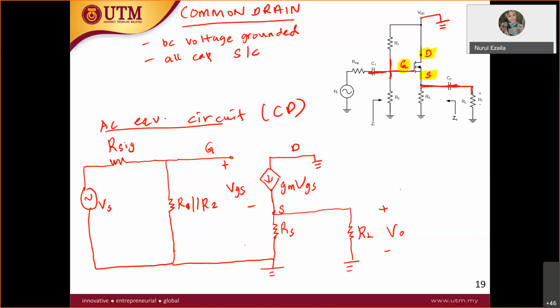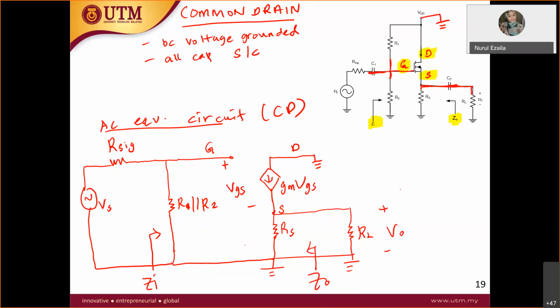Now let's put the Zin in. This is your Zin, just before R1 and R2. And Zout is over here, across RL. So this is your Zout. If you want to draw a line here, it doesn't matter. So this is how the AC equivalent circuit looks for common drain.